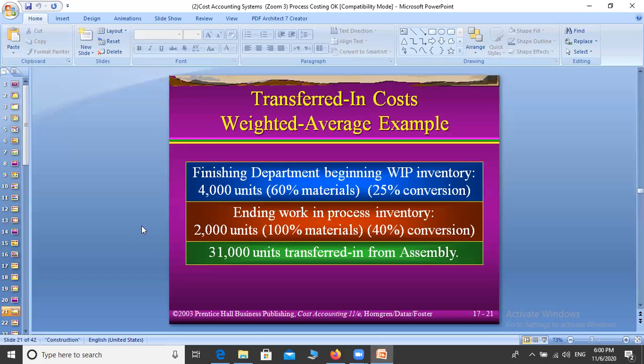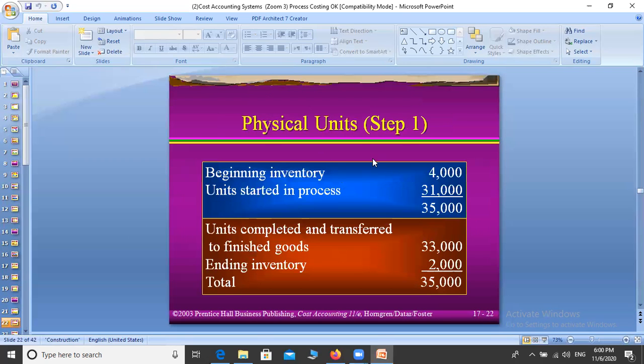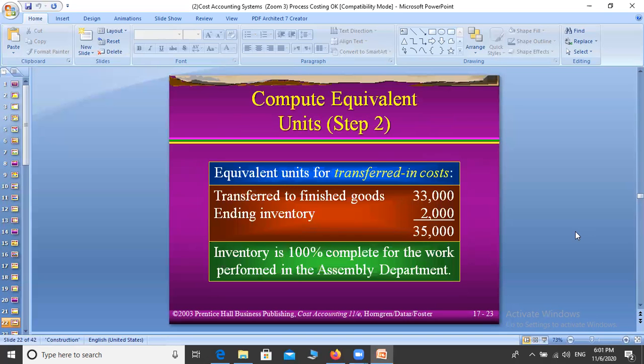Now, look like this. Beginning inventory 4,000 at the beginning of this process. Units started in process, received from the previous process, 31,000, so the total is 35,000. Units completed and transferred to finished goods stores 33,000, because we have ending inventory of 2,000, so the total equals 35,000.